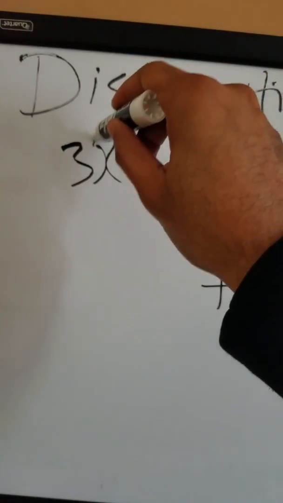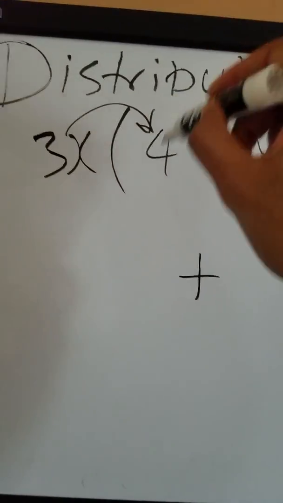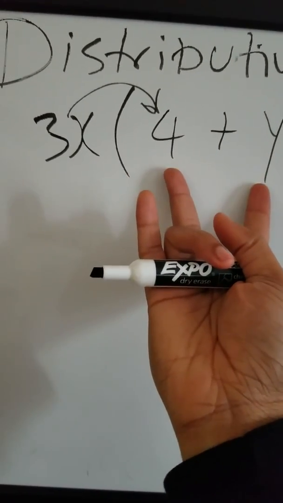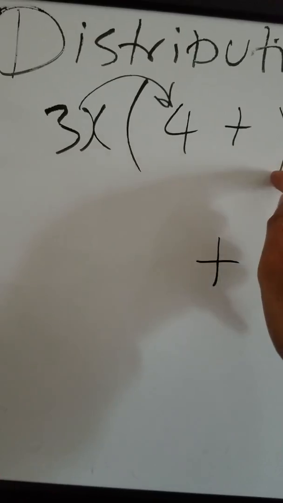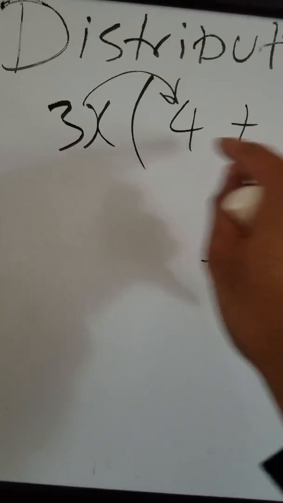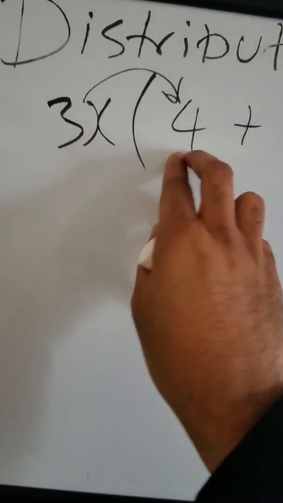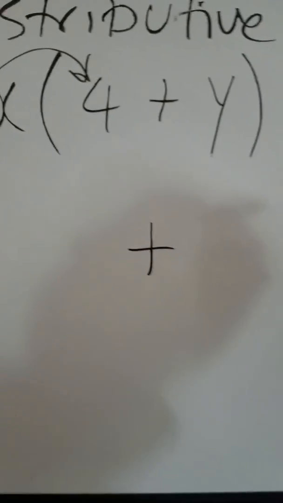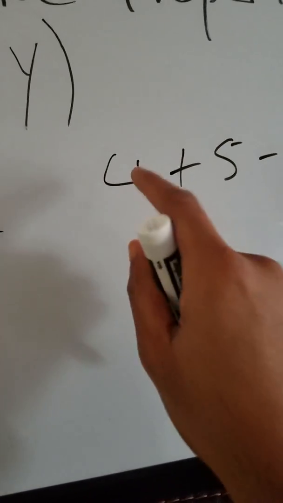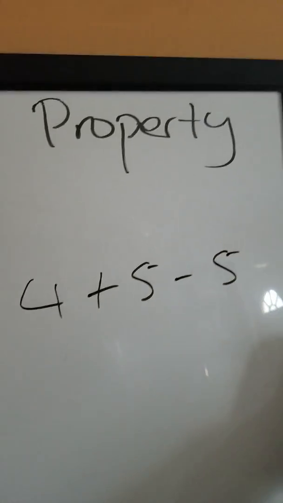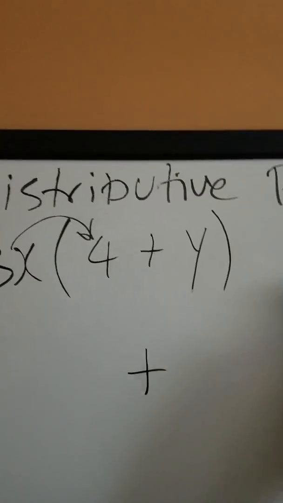Then we do 3x times the first term, because each term in the parentheses, and when I say term, I mean any two numbers or variables that are separated by a sign, means that it's one term and then a second term. And if, for example, we had even more signs, then this would be 3 terms. But for now in this problem, we only have 2 terms.